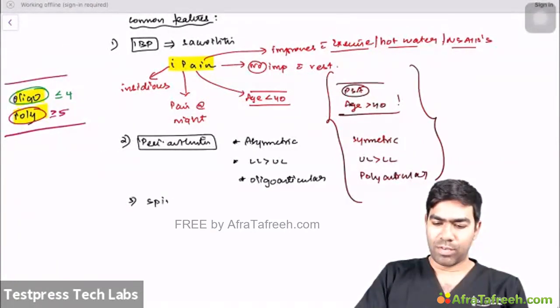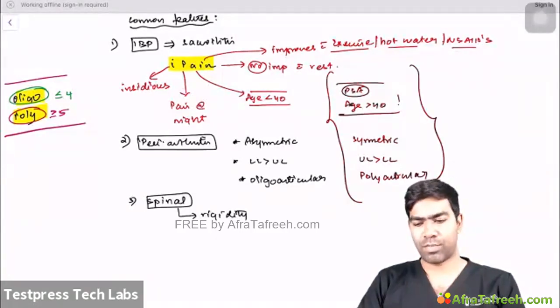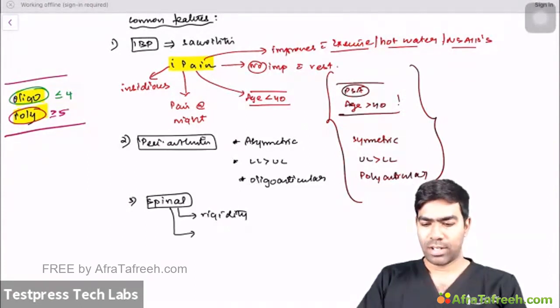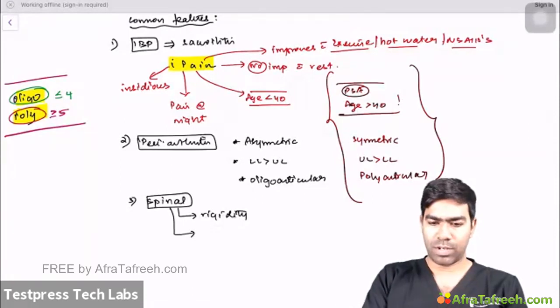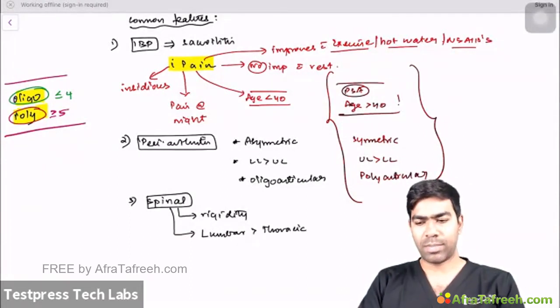They can have spinal involvement, and in the long run, they can produce spinal rigidity also. That's why you call it bamboo spine. And if they ask you what spine is very commonly involved, it is the thoracolumbar spine. In fact, the lumbar spine is going to be the most common, followed by the thoracic spine. That's the commonest area in the spine that will be involved in the setting of seronegative spondyloarthropathies.